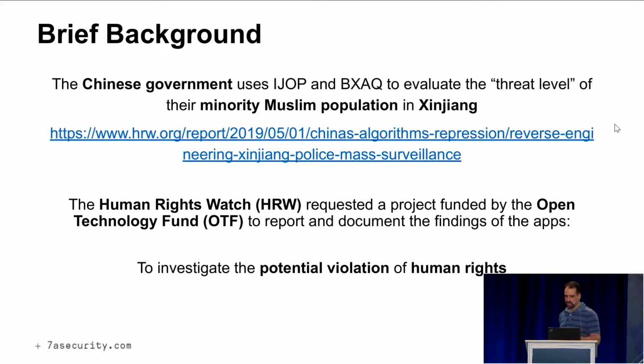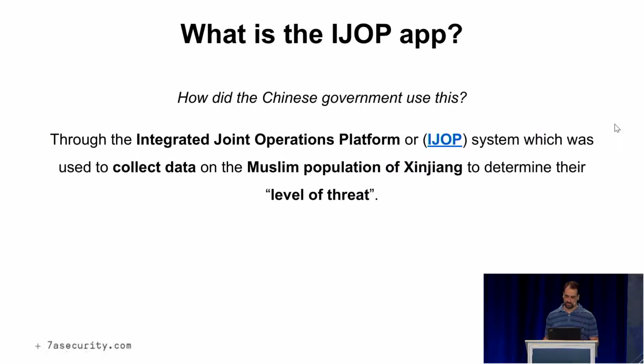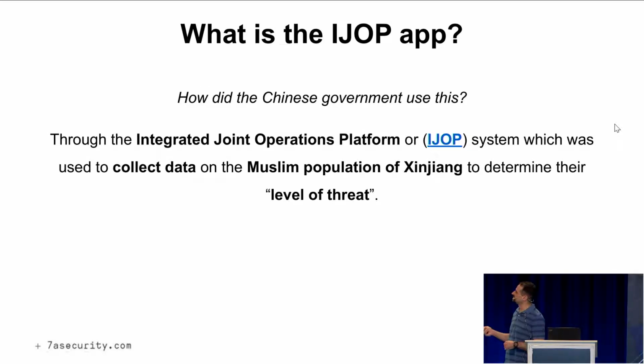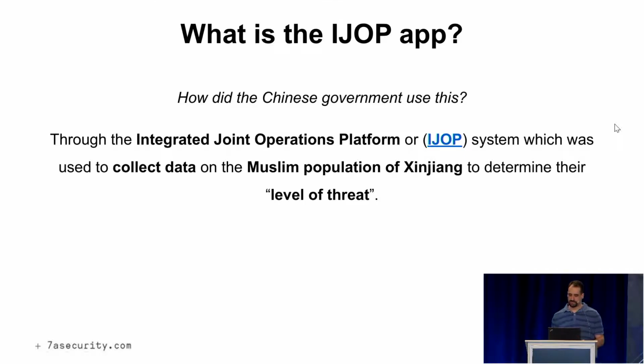So the background of this is that the Chinese government uses these apps to evaluate the threat level of the minority Muslim population in a region that I'm not really sure how to pronounce, something like Xinjiang. And Human Rights Watch requested a project, funded by the Open Technology Fund, to investigate the potential violation of human rights. So this is the name of the thing: the Integrated Joint Operations Platform. This is a system that the Chinese put together to collect data on the Muslim population of Xinjiang to determine their level of threat, right?